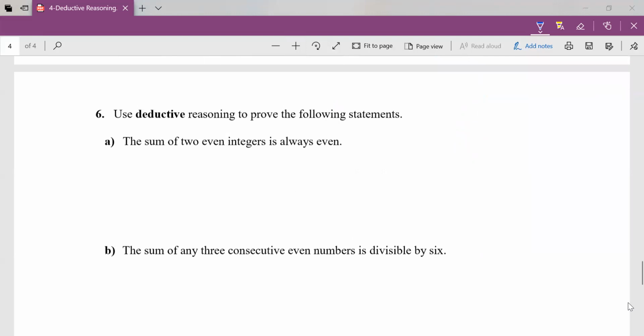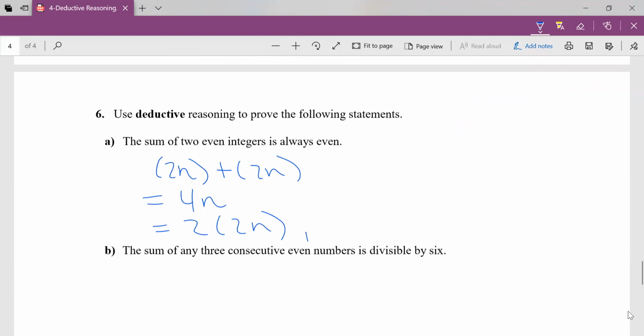Okay, use deductive reasoning to prove the following statements. The sum of two even integers is always even. So remember, even integers we write as 2n or 2k. I see a lot of 2k's. So the sum means I'm going to add them together. That's 4n. And that's even because I can factor out a 2. Done. Okay, there it is.